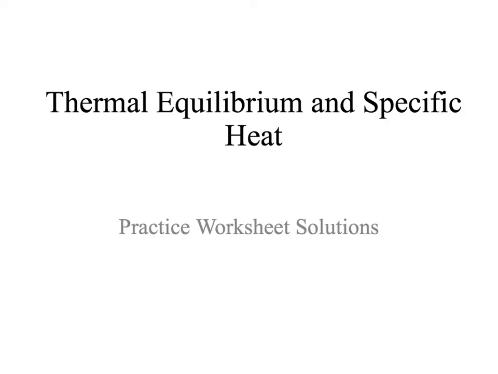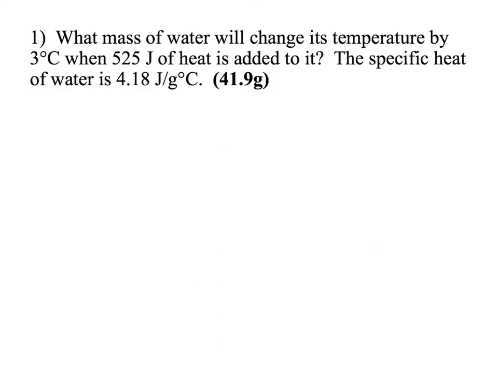We're going to look at the thermal equilibrium and specific heat practice worksheet. We're going to go over the solutions for this worksheet right now. Question number 1 on the worksheet says, what mass of water will change its temperature by 3 degrees Celsius when 525 joules of heat is added to it? The specific heat of water is 4.18 joules per gram degree Celsius.